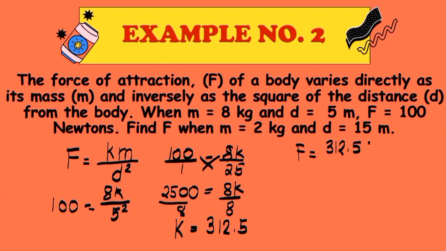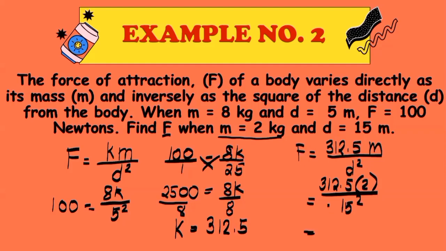Okay? And the equation now is F is equal to 312.5 M all over D squared. Find F when M is 2 kilograms, which is the mass. So 312.5 times 2 all over what? 15 squared.